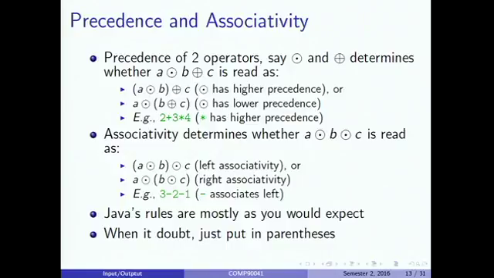So if I say 3 minus 2 minus 1, you'd expect that to come out to 0. But if minus associated to the right, then it would be 3 minus (2 minus 1). 2 minus 1 is 1, so 3 minus 1 you'd get 2 instead of 0. I'm saying all of this basically to make you aware of the fact that it matters. And now I'm going to tell you it mostly just works the way you'd expect.